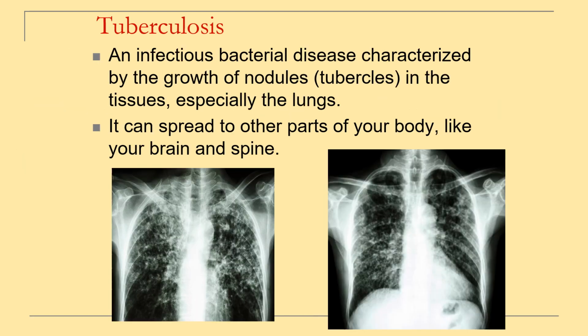Tuberculosis. Bacterial, characterized by the growth of nodules or tubercles in the tissues, especially the lungs. So tuberculosis is pretty easy. They almost look like little burrs to me, like little sand spurs or something along those lines inside your lungs. So these are our tubercles, hence the name tuberculosis. So this one's pretty easy to spot.